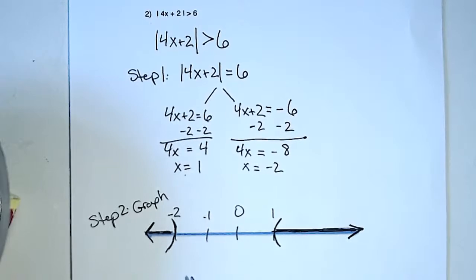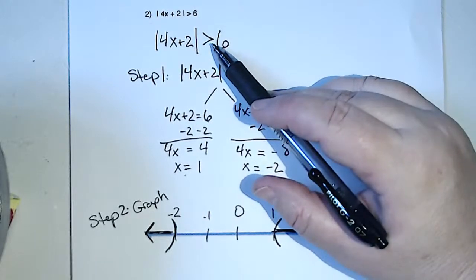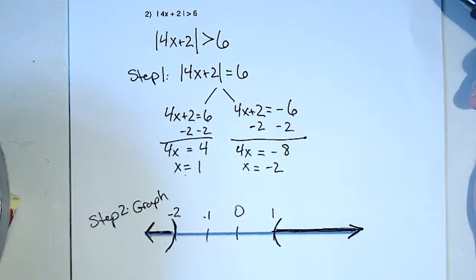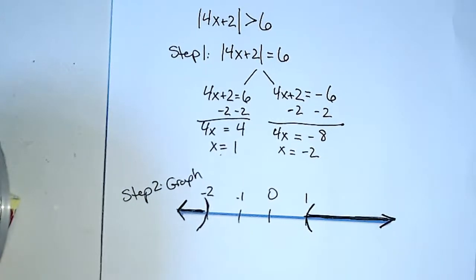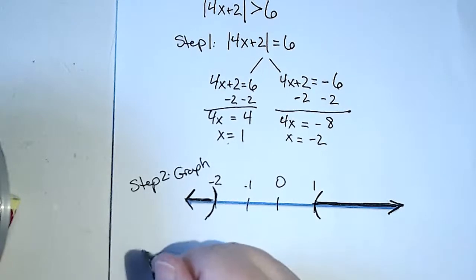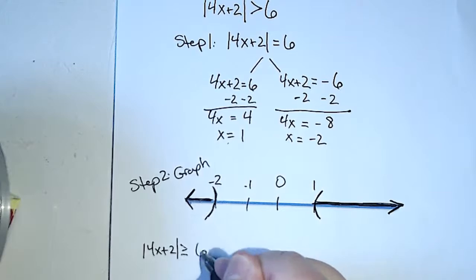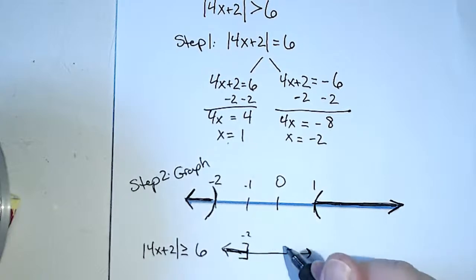Now, you might ask, why are there parentheses? Why not brackets? And the answer is because this was a strict greater than, not a greater than or equal to. If it had been greater than or equal to, it would have been the brackets. So now that we've got this written, we can go bonkers. I could say 4x plus 2 is greater than or equal to 6 would be the same graph, but with brackets at -2 and 1.